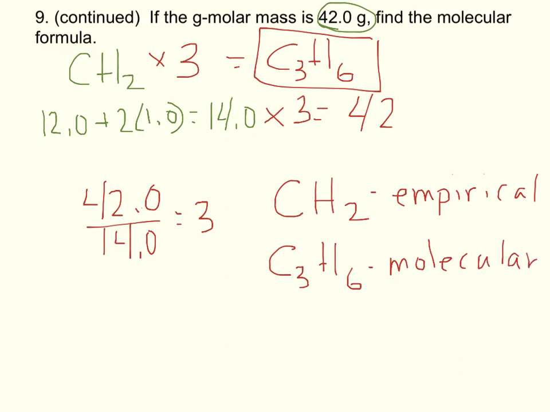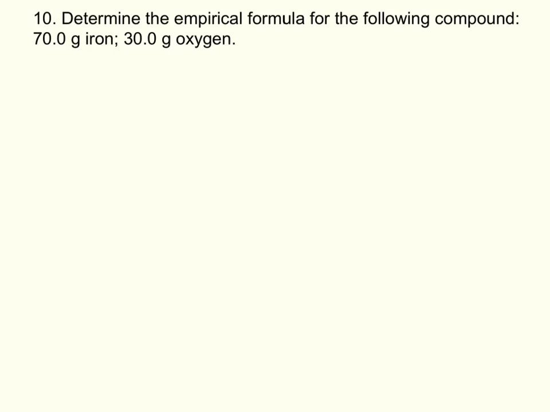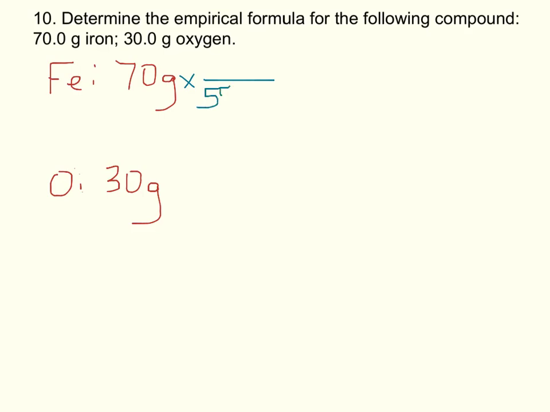Alright, only one more problem on this set. Number 10. Determine the empirical formula for the following compound, 70 grams of iron to 30 grams of oxygen. So we're going to set it up, iron to oxygen. We've got 70 grams and 30 grams. So I already have masses, but if I want an empirical formula, that's a mole-to-mole ratio. So I'm going to take those grams and factor label the moles. Off the periodic table, iron weighs 55.8 grams for every 1 mole, and oxygen weighs 16.0 grams for every 1 mole.